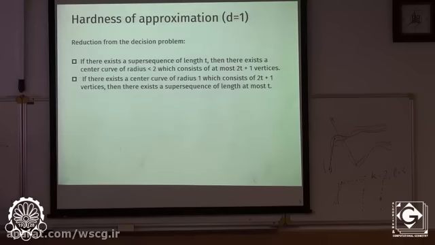So what we have now is, if there is a super sequence of a certain length, then there's a center curve which consists of at most 2t plus 1 vertices, and the other way around. If I can find a center curve which has the radius 1 in the setting, then I can read off the super sequence. So the center curve has complexity 2t plus 1. I can find the super sequence of length t.